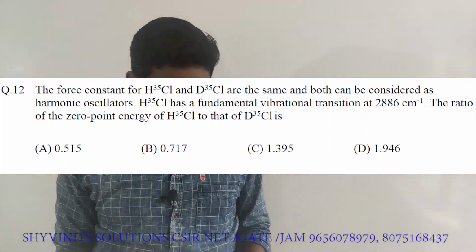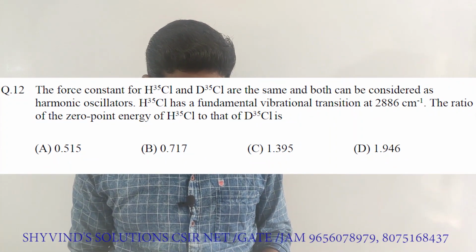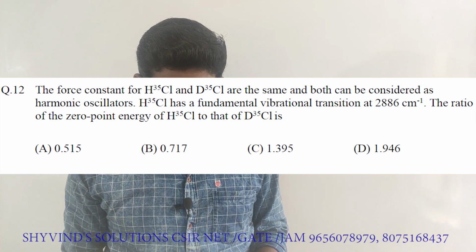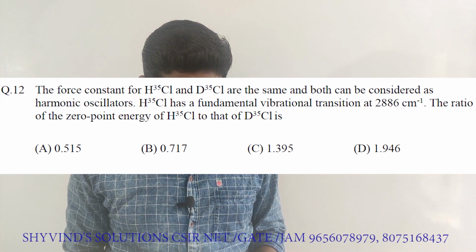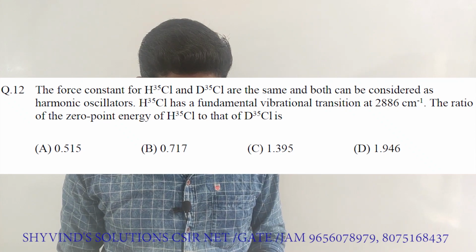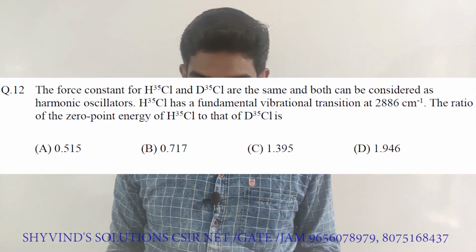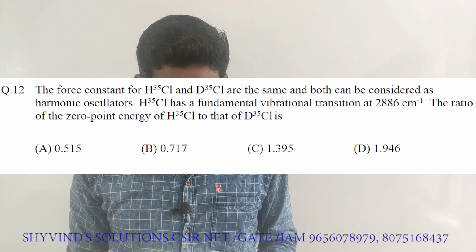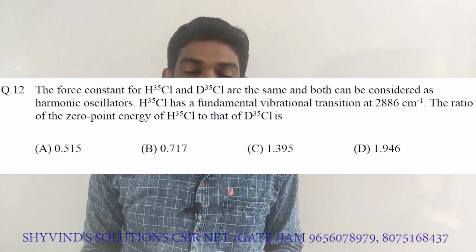Question number 12. The force constant for HCl and DCl are the same and both can be considered as harmonic oscillators. HCl has a fundamental vibration transition at 2886 cm inverse. The ratio of zero point energy of HCl to DCl is.